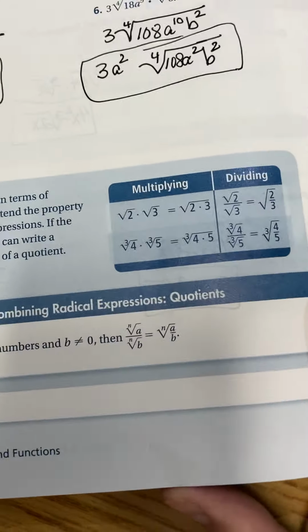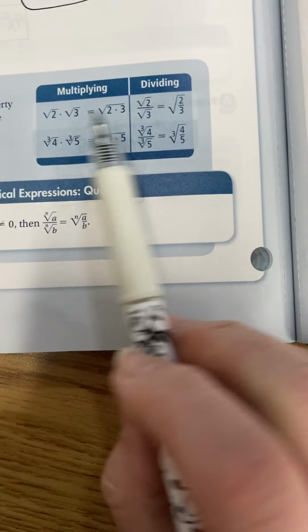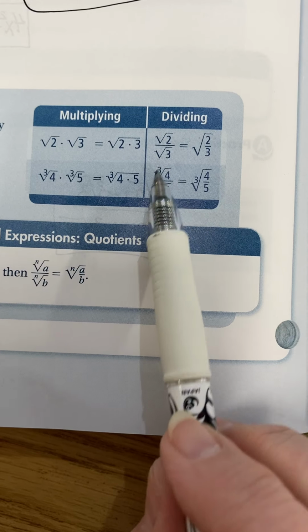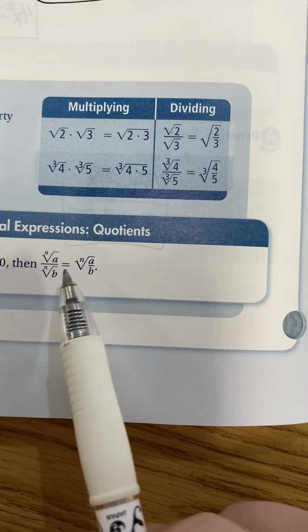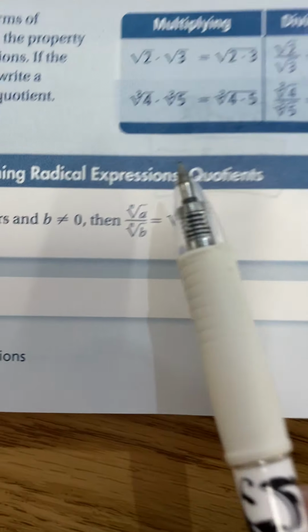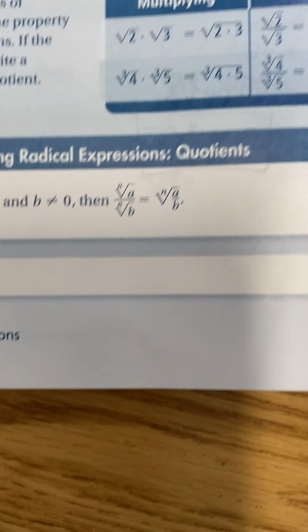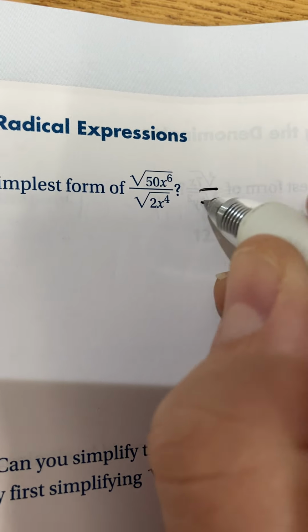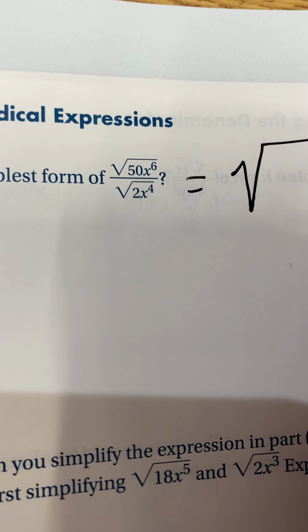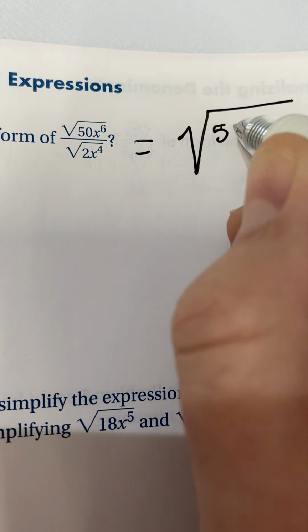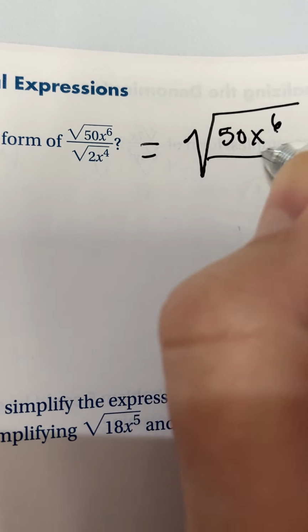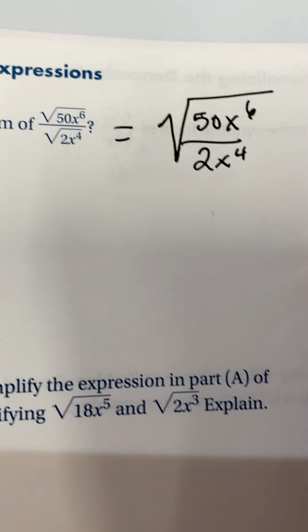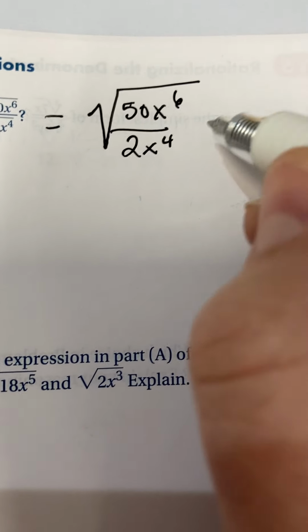All right, so that was multiplication. Now on division, kind of the same thing. It tells you if you have the same index, you can divide them, things like that. You can write them down here as separate, or you can write them as one. So what they're saying is it is okay for me to write this under one big radical if I want to. And by doing so, I can go ahead and simplify now.